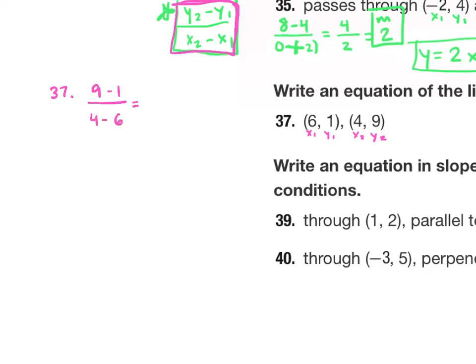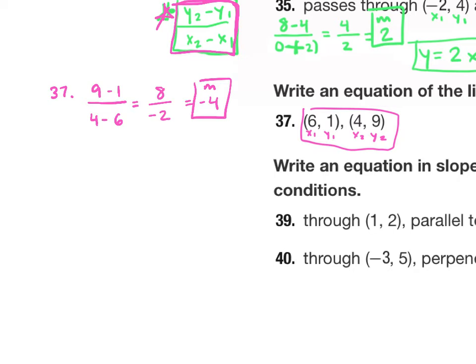Again, a lot of people on the quiz made mistakes plugging in points for the slope. So you guys have the slope formula in front of you. You can use your notes. All you need to do is label your points, which one's your x1, y1, x2, y2, and plug in. So what's 9 minus 1? And what is 4 minus 6? Can we simplify 8 over negative 2? Negative 4. So our slope is negative 4.